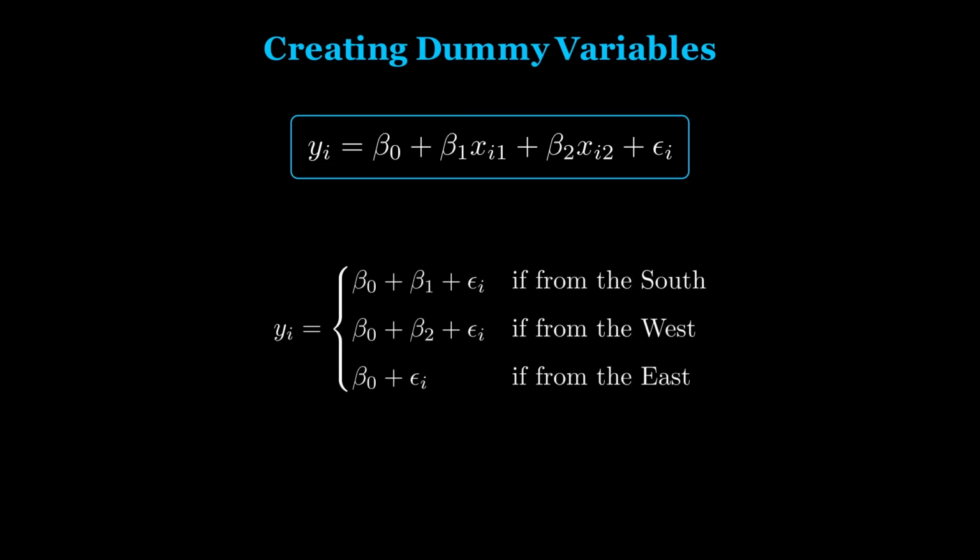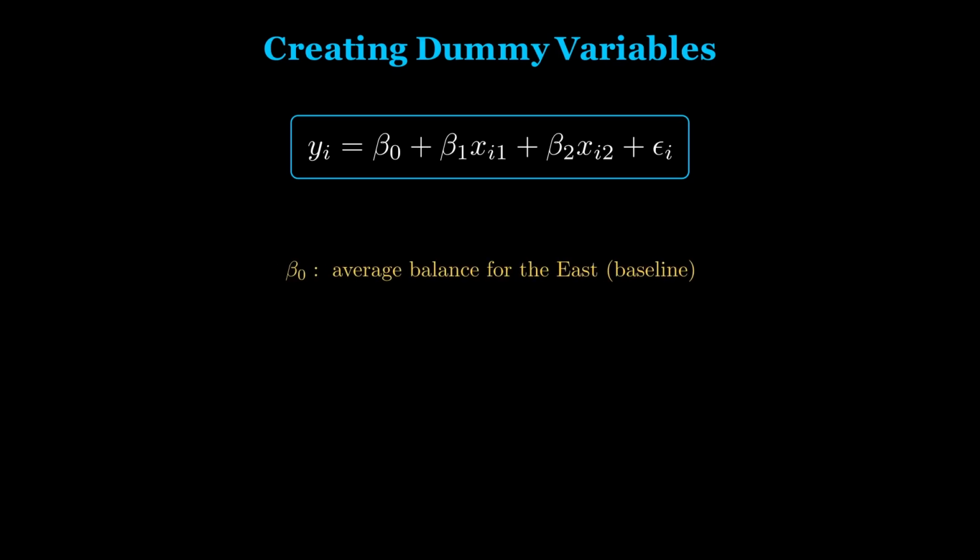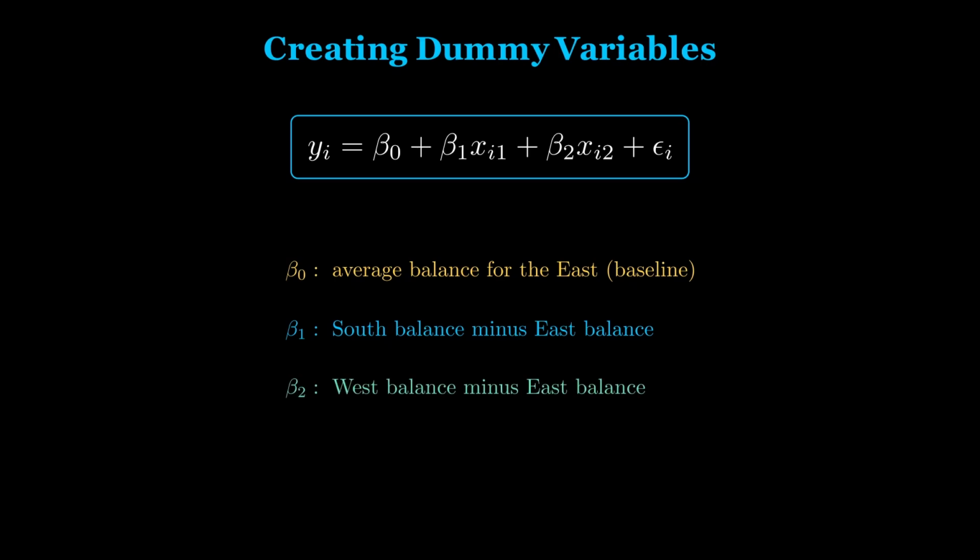For someone from the south, the mean is beta 0 plus beta 1. For someone from the west, it's beta 0 plus beta 2. And for someone from the east, both dummies are 0, so the mean is just beta 0. So beta 0 represents the average credit card balance for individuals from the east, our baseline. Beta 1 represents the difference in average balance between people from the south and those from the east. And beta 2 represents the difference in average balance between people from the west and those from the east. Every coefficient is a comparison against the baseline level.